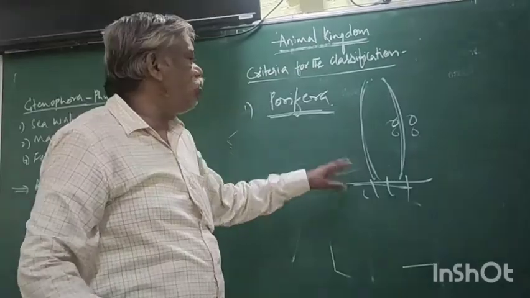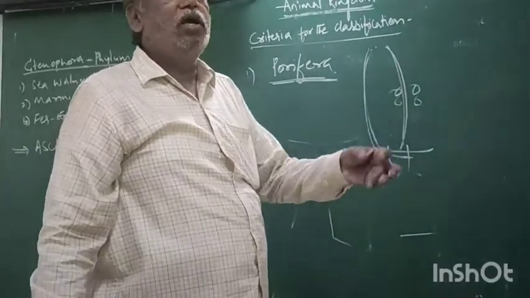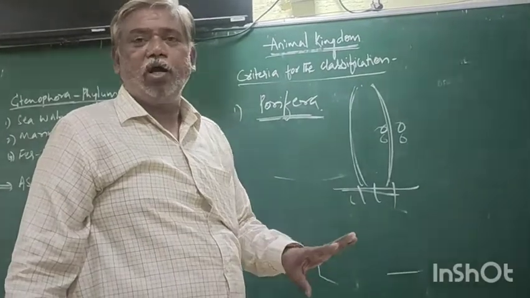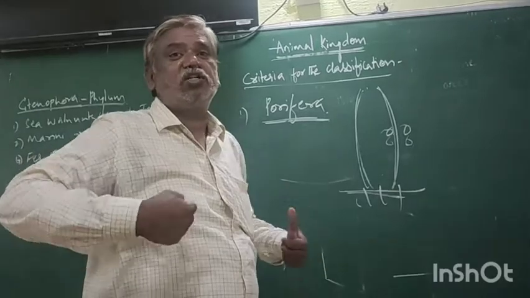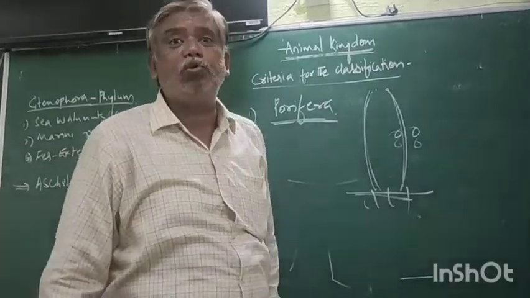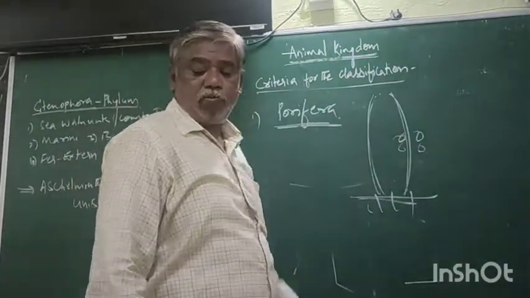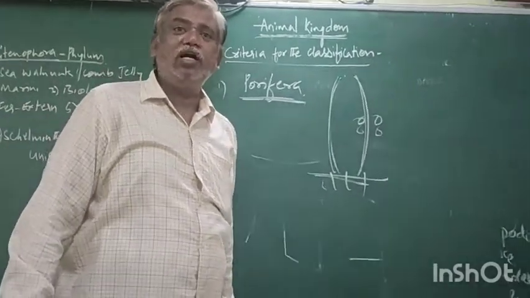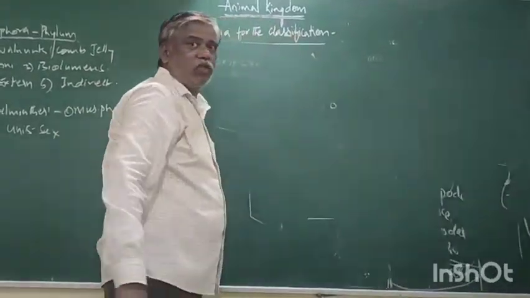Now, the canal system is one of the important features. This canal system helps in nutrition, respiration, excretion, and reproduction. Sponges have a supporting structure. We have bones to support us. Similarly, they have support, spicules, which are made of calcium carbonate. These are some important characters of Porifera. Examples: Spongilla, Euspongia, Euplectella.